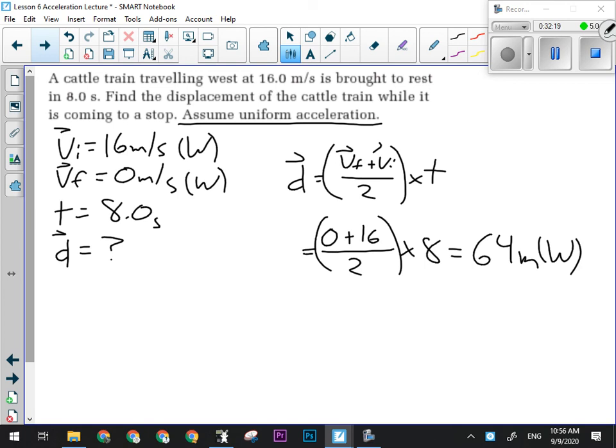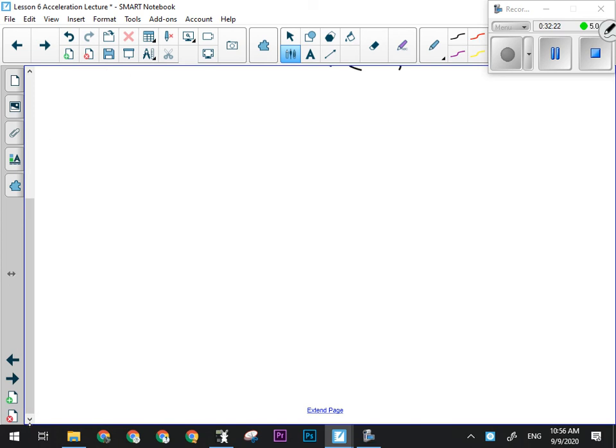If I need to manipulate this formula, so d equals vf plus vi over 2 times t, if I want to solve for t, what do I do?